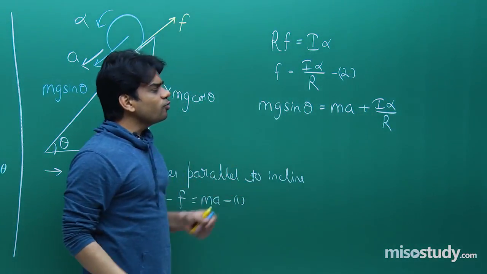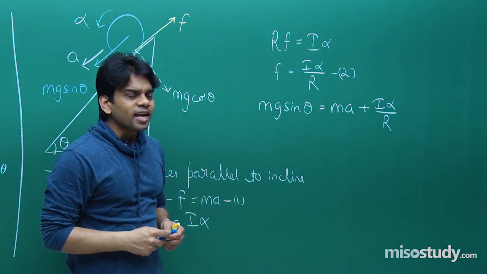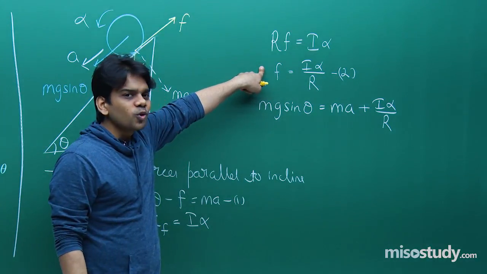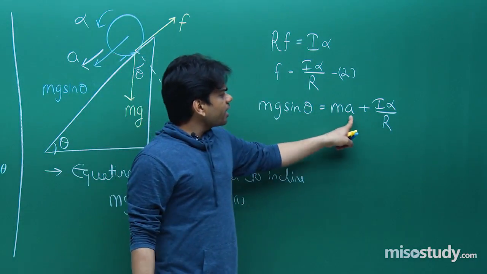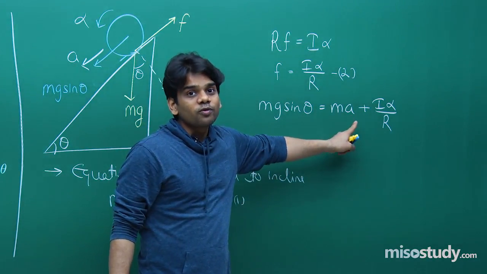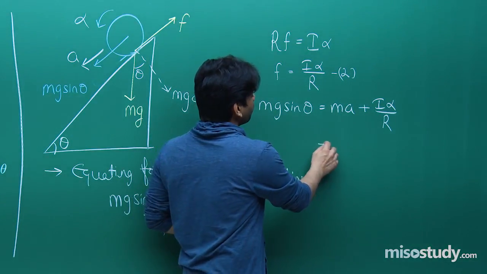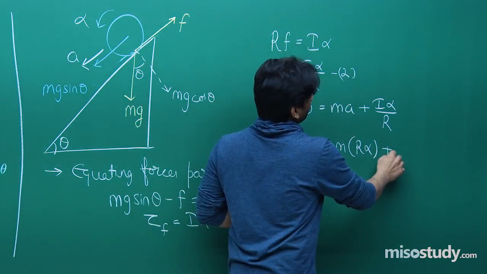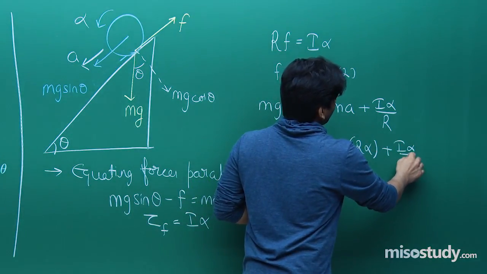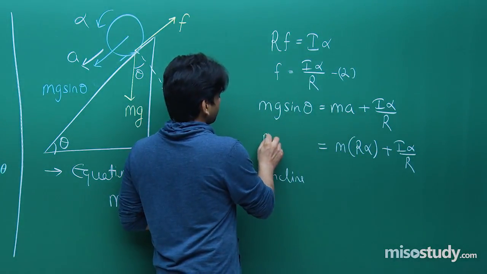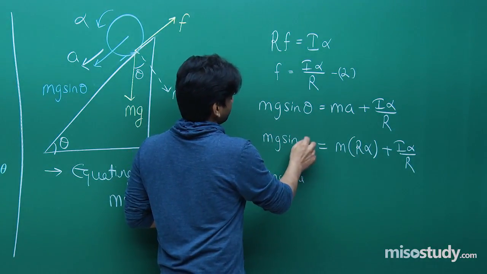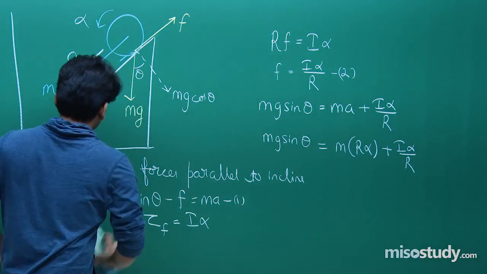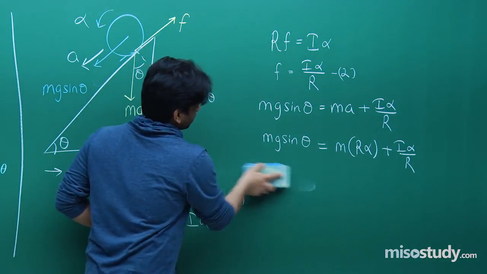From here, can you frame an equation for linear acceleration, or an equation for alpha, because that will help us to know the value of friction force. We can write a equals R into alpha, that's quite clear. A can be written as R into alpha. So m R alpha plus I alpha by R will be equal to mg sin theta. Let me rub this line. This line is not required. Otherwise you will get confused.